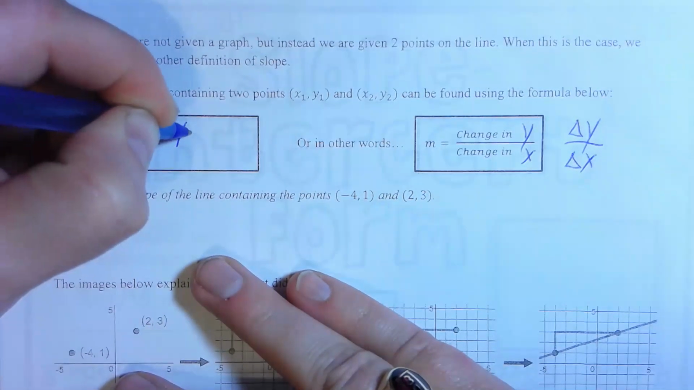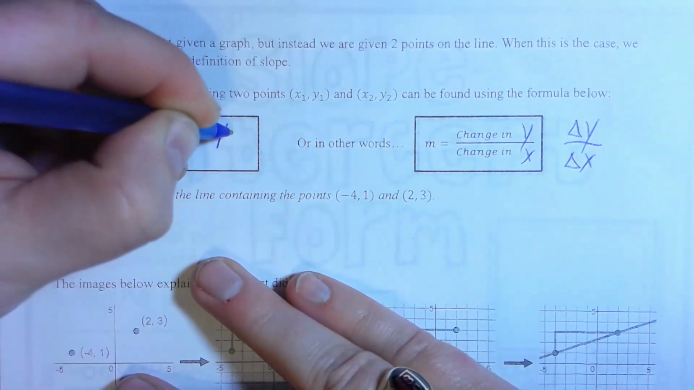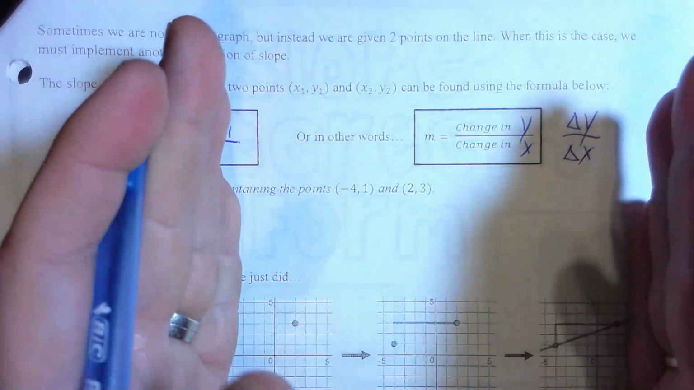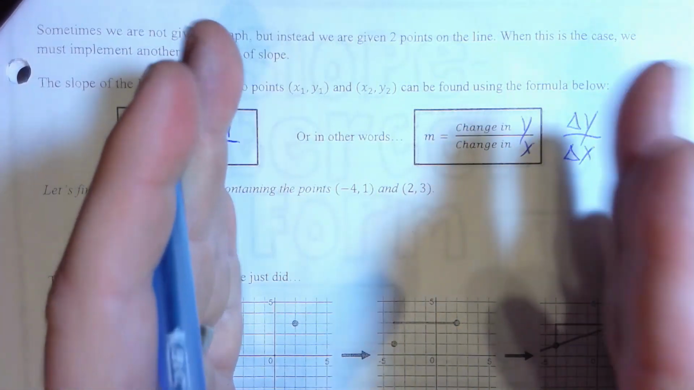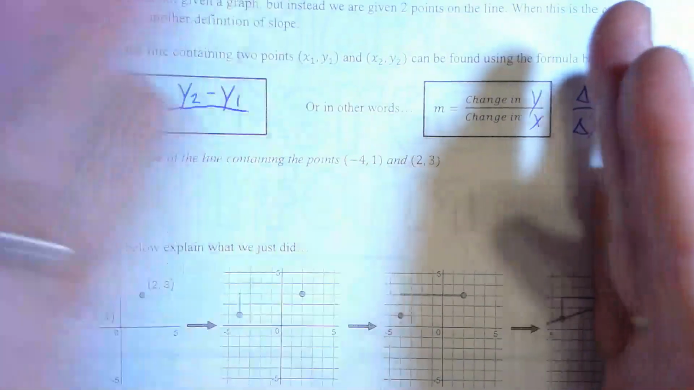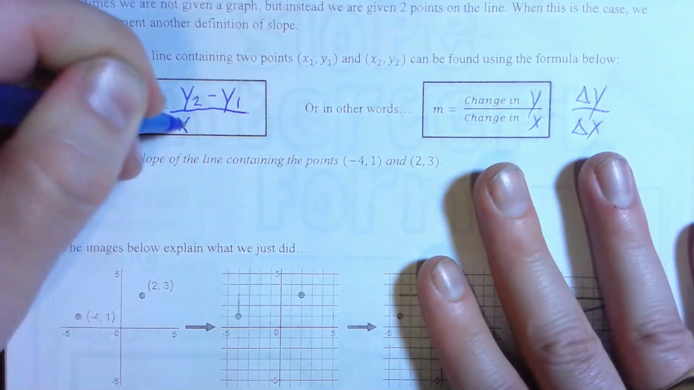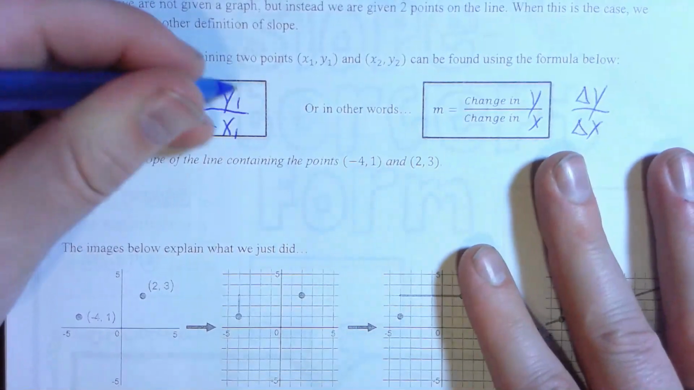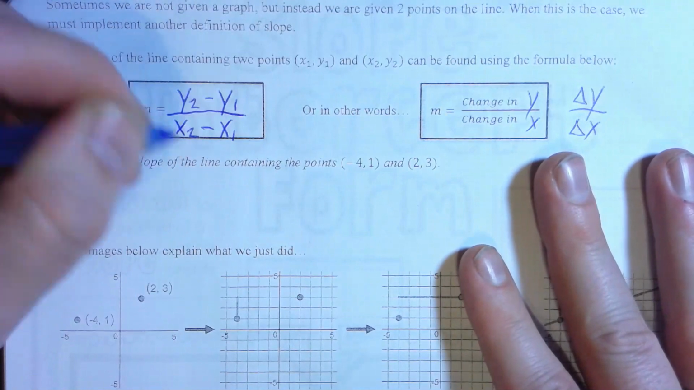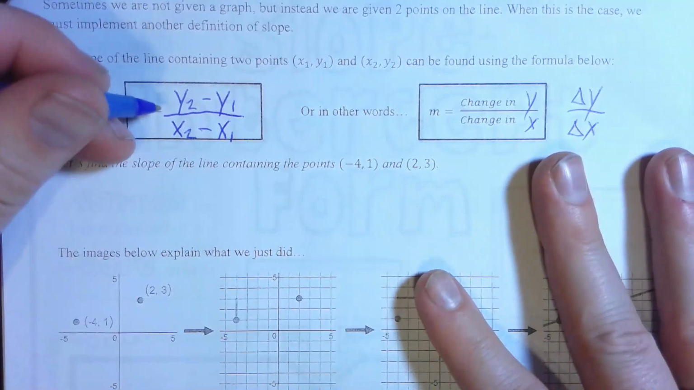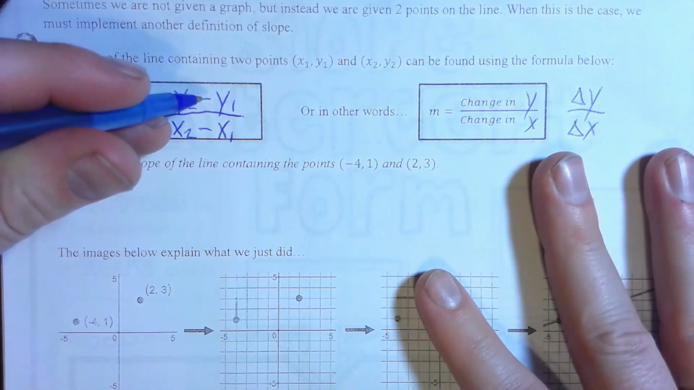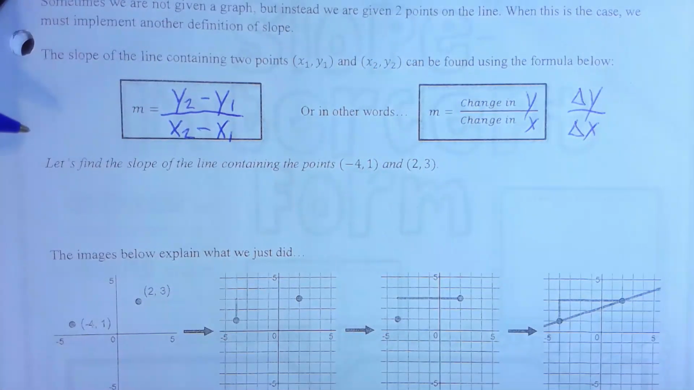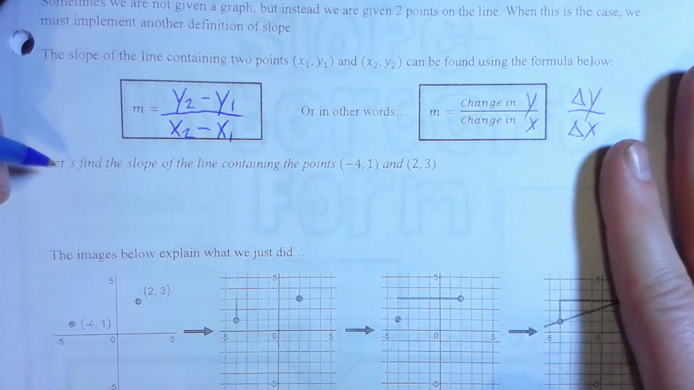So let's write that. The change in my y divided by the same idea. If I take 2 points on the x-axis, subtract them from one another, that's going to give me that distance. That's going to give me that change in my x. And so here it is. This is called the slope formula, and we're going to use this a lot. It's y2 minus y1 divided by x2 minus x1. Okay? So let's try it.